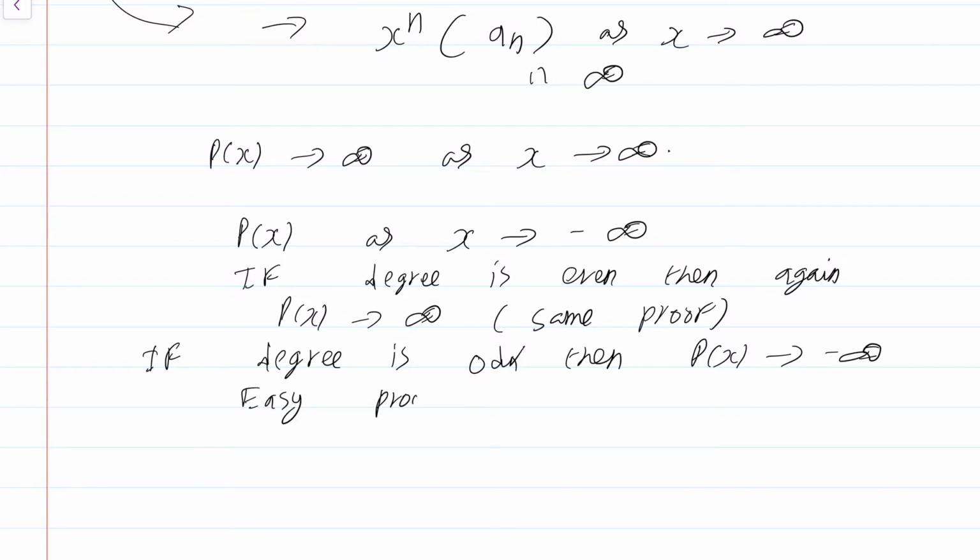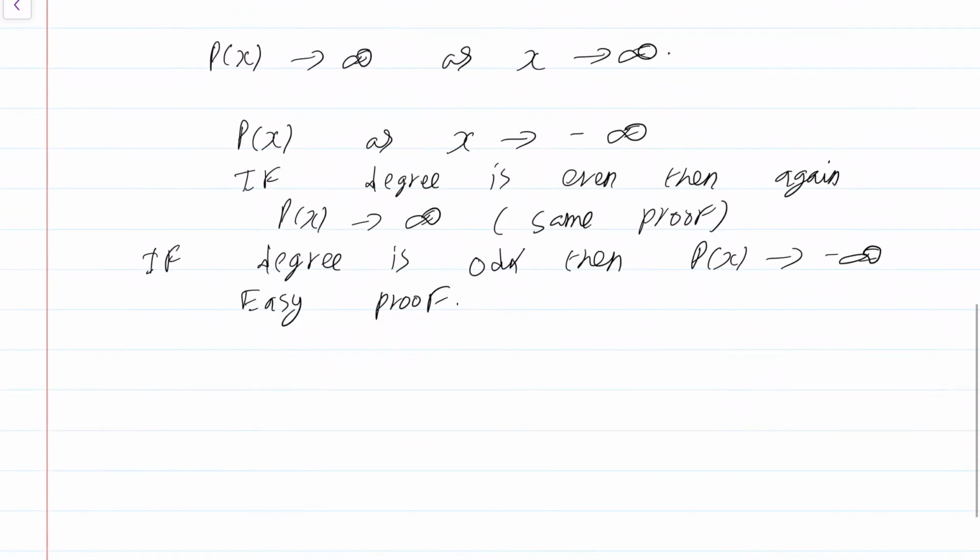What happens is when the degree is odd, the powers will still continue to be negative. A negative power will still be negative, and you will get that p(x) converges to minus infinity. So we have seen now that polynomials behave in an unbounded way as you approach infinity.